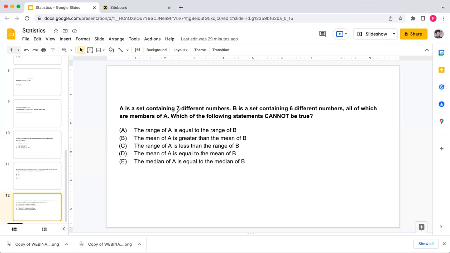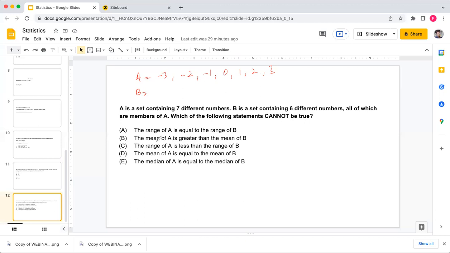A is a set consisting of 7 different numbers. Okay, if I consider A as -3, -2, -1, 0, 1, 2, and 3. For the time being, I don't consider B, but B consists of 6 numbers which are all included in A, right? Only one number is in A but not in B. So in short, B is a subset of A. The question is saying which of the following cannot be true.